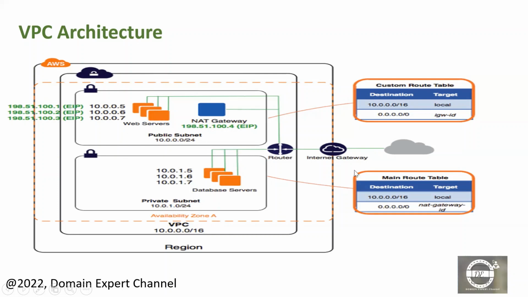right? And I'm also going to create an internet gateway. So the web access will come to the internet gateway, and it will go to the internet. If someone from the outside network wants to access the web servers, web applications, they will come to the internet gateway, and from there they will reach the web servers. Okay, this is about VPC architecture.